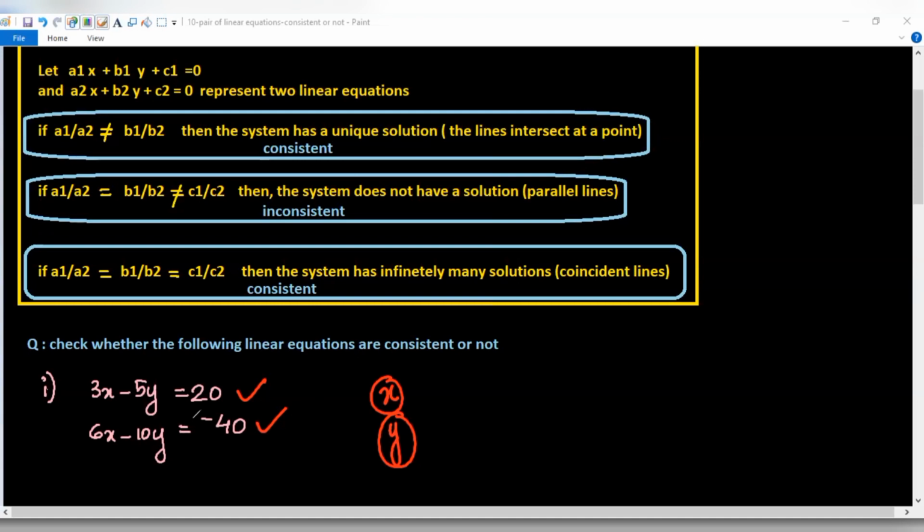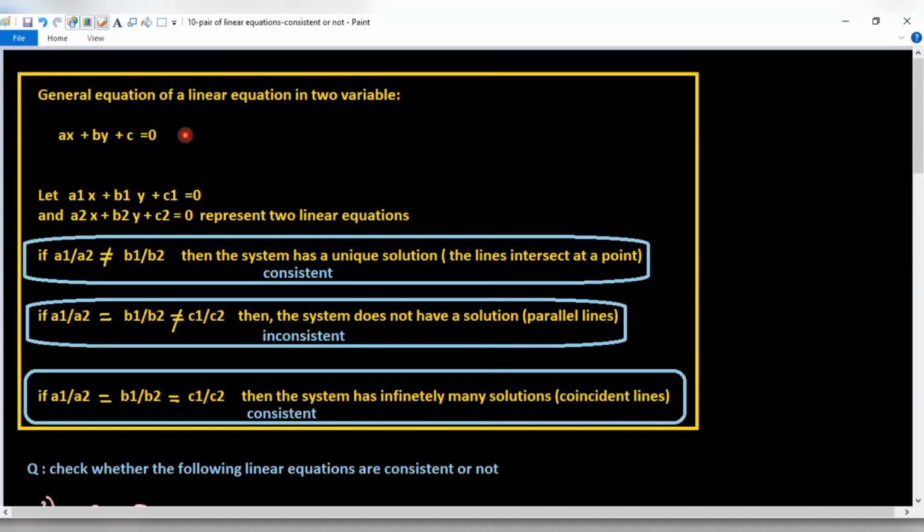In this kind of questions, there will be two equations. If they are consistent, that word means that they have a common solution. One or more common solutions are there. Before going to the questions, let us go through the important points.